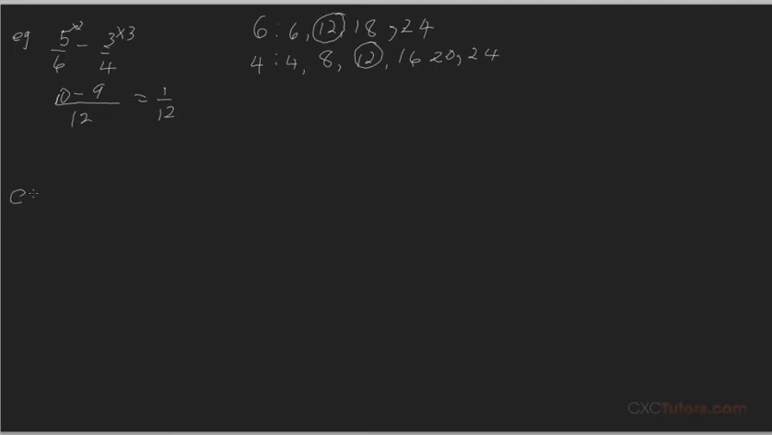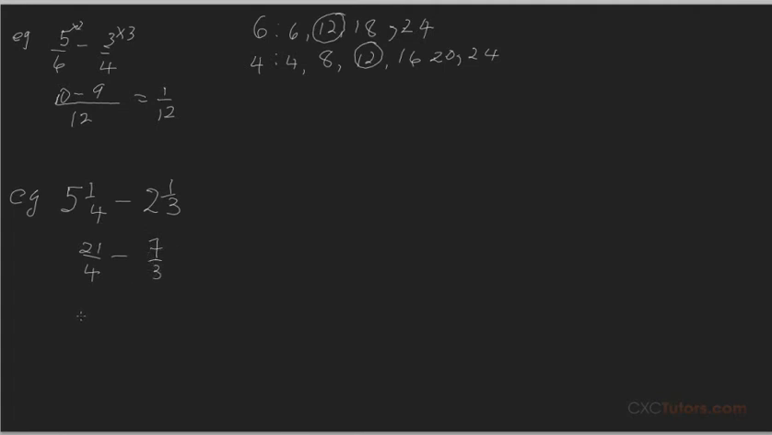For instance, suppose we're asked to subtract 2 1/3 from 5 1/4. Now we have mixed fractions, and so the first thing we do is convert them into improper fractions. We have 4 times 5, that's 20, plus 1 becomes 21 over 4, minus 3 times 2, that's 6, plus 1 is 7 over 3.